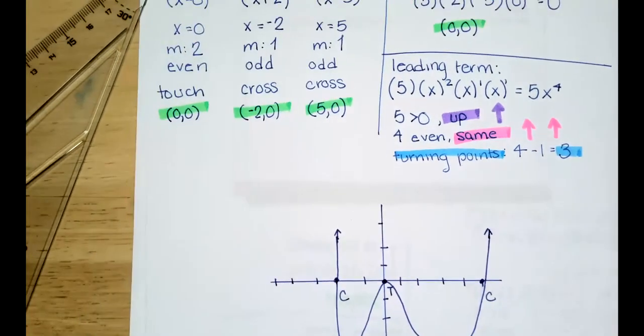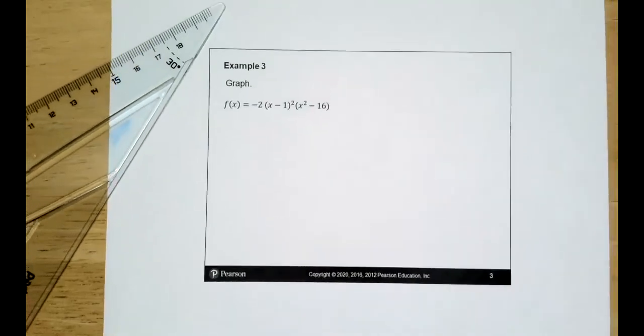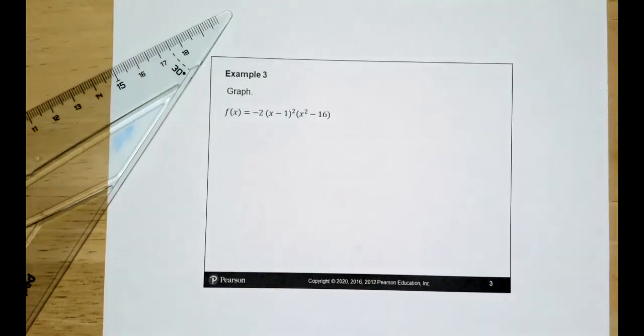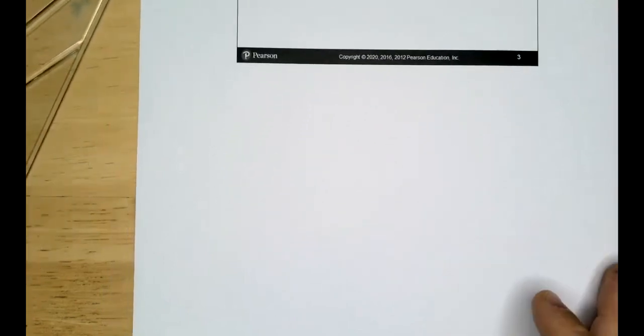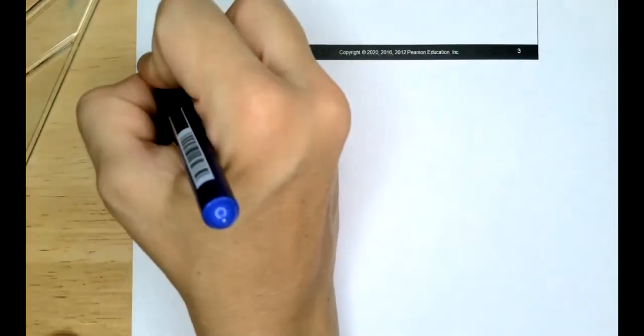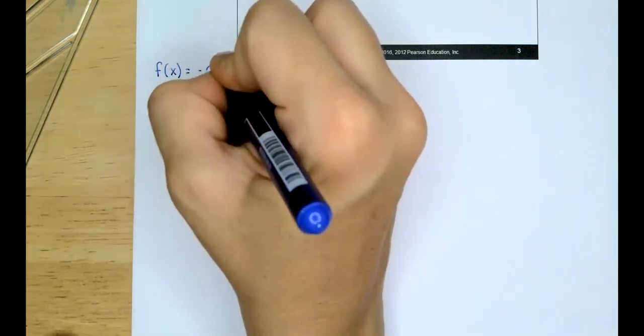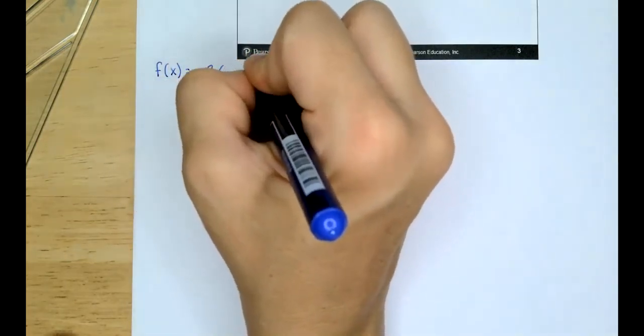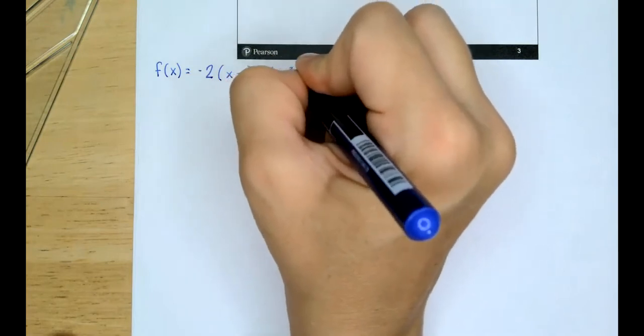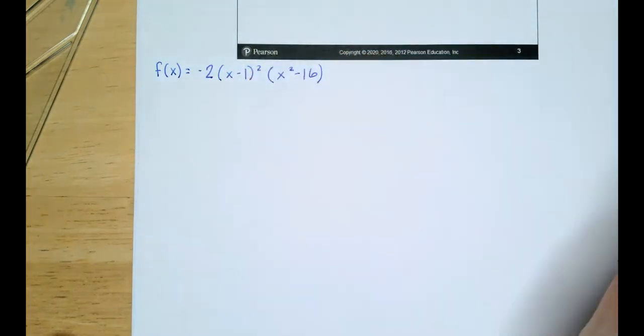All right, last example. Example 3. f(x) equals -2(x minus 1) squared (x squared minus 16). So f(x) is -2 times (x minus 1) squared times (x squared minus 16).